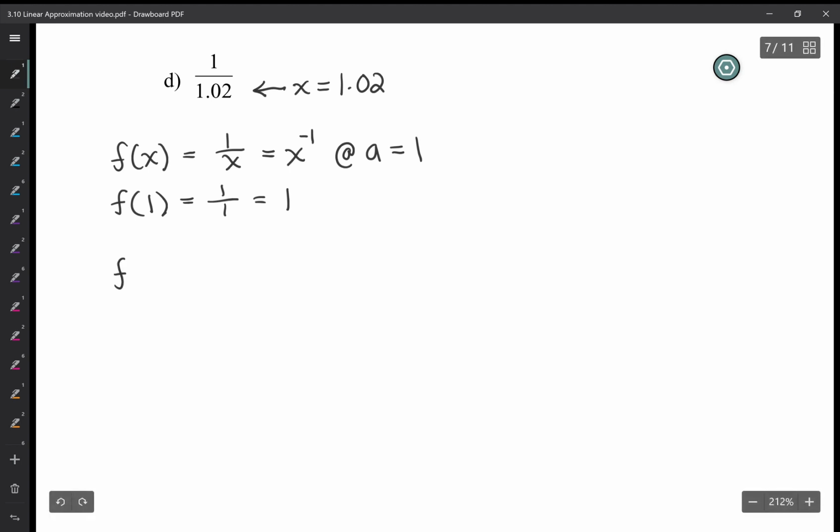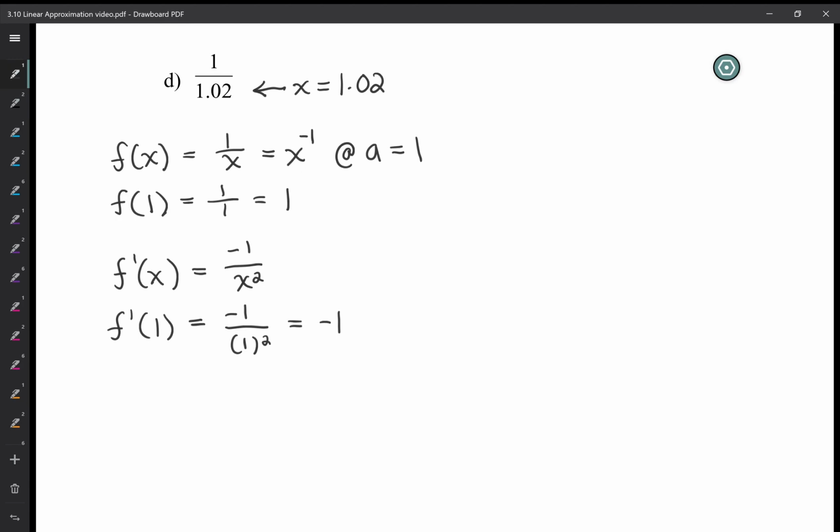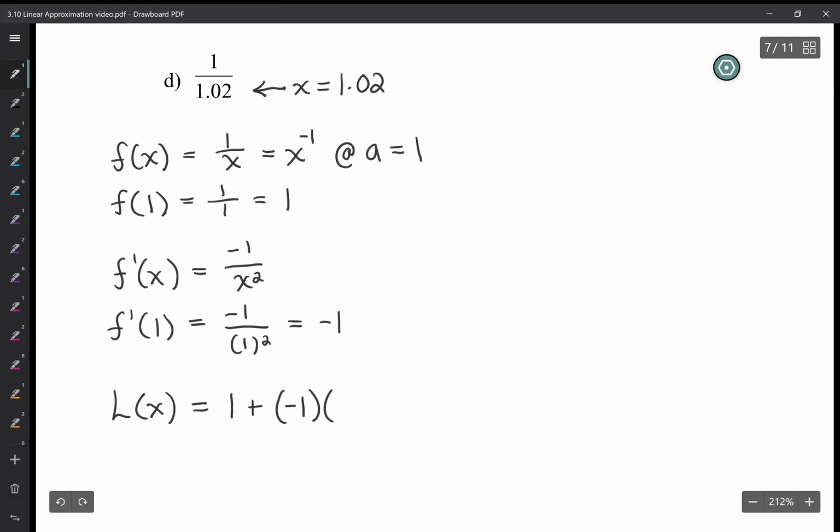Then we need to take the derivative of f of x. The derivative of 1 over x is equal to negative 1 over x squared. So f prime of a, or f prime of 1 in this case, is equal to negative 1 over 1 squared, which is equal to negative 1. Now we have everything we need to find L of x, our linear approximation. This will be equal to f of a, which is 1, plus f prime of a, which is negative 1, times the quantity of x minus a, which is x minus 1.